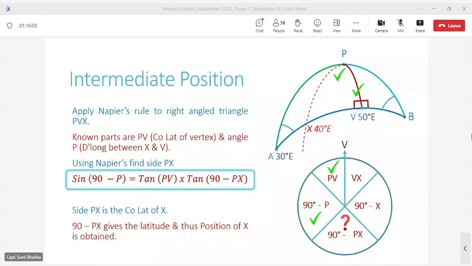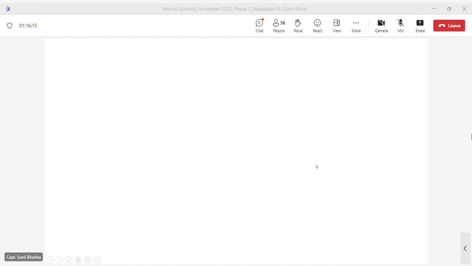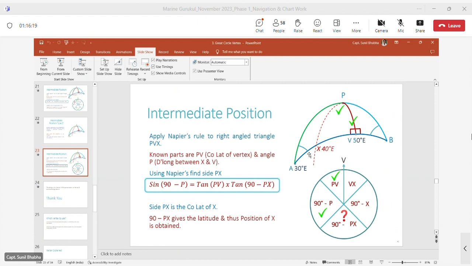So clear, beta? Clear up to here? Yes, sir. Very good, beta. Great. So this basically completes the calculation of the vertex and the calculation of the intermediate positions.